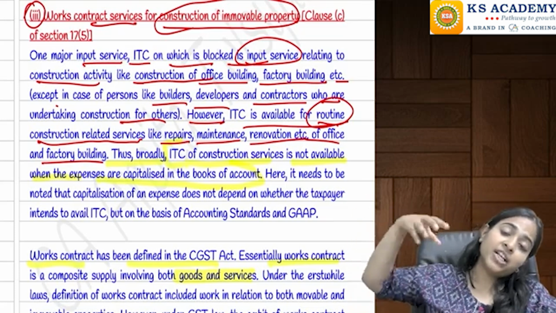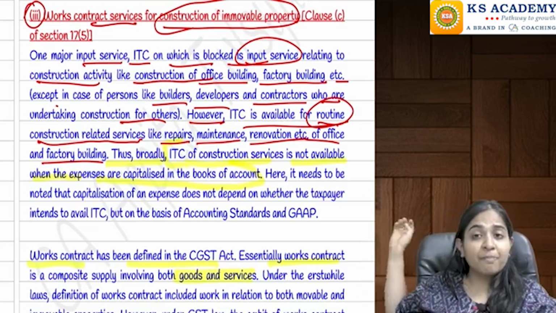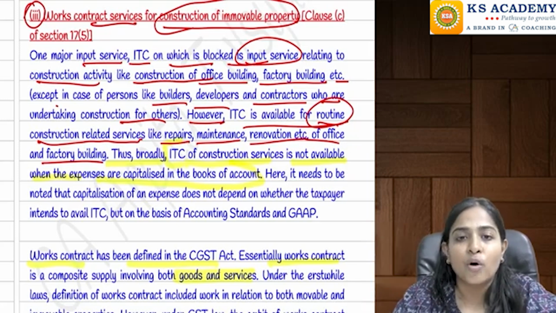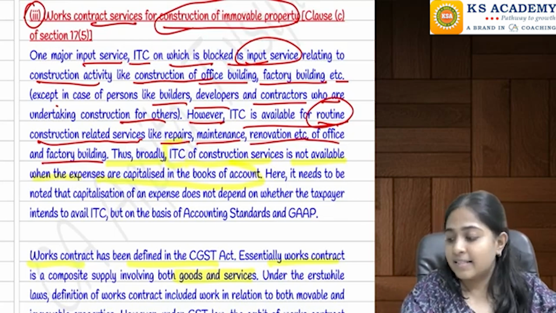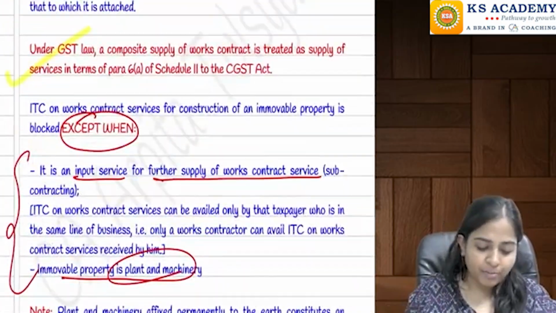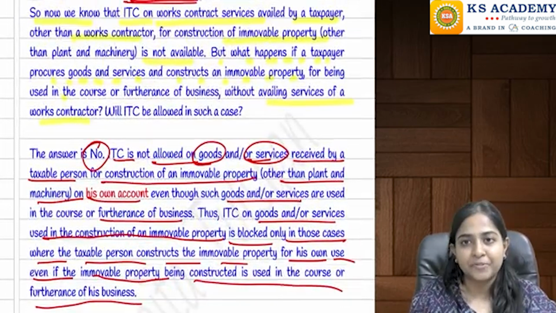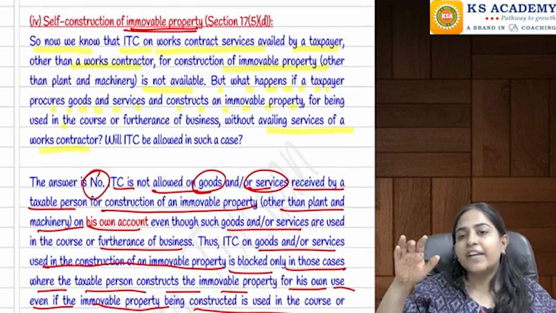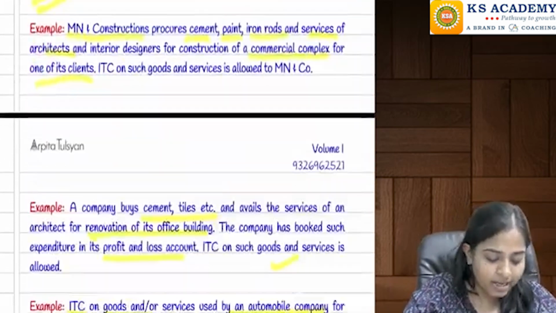If you have done the construction on your self account, means I have purchased the goods, I have purchased cement, tiles, I get the work done, and I have not gone to a contractor, then also the ITC on that is totally blocked. Are you able to understand this? Now listen. So works contract in case of immovable property is done, and self construction is done. Just remember plant and machinery is an exception. Foundation to plant and machinery and support structure to plant and machinery is an exception. And if the expense is not debited to P&L, then even that is an exception. That is, ITC will be available in such cases.